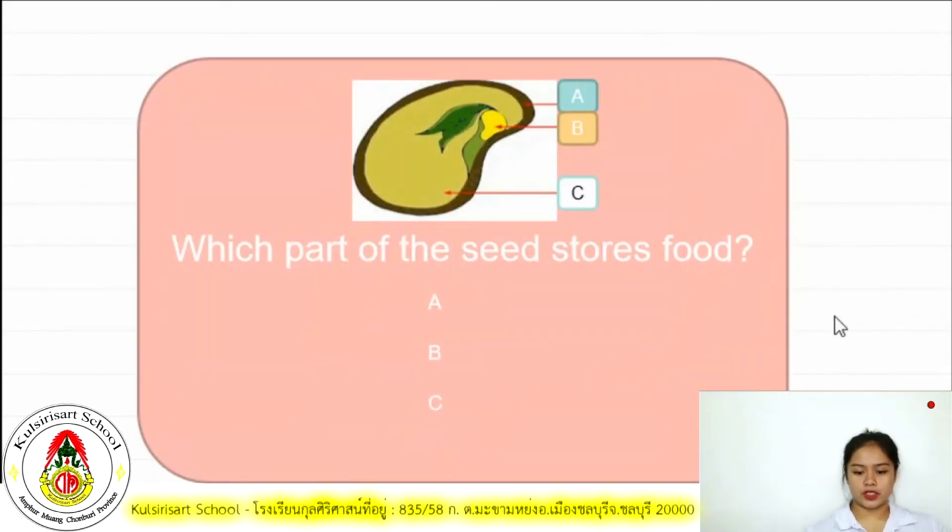Now the third question is, which part of the seed stores food? Again, which part of the seed stores food? Okay, you can copy it again to your yellow book and tick the correct answer. So this is the picture of the seed. Which part of the seed stores food? Is it letter A, letter B, or letter C? What is your answer? Are you done answering? Alright, the answer for this question is letter C. Did you answer it correctly? Very good.